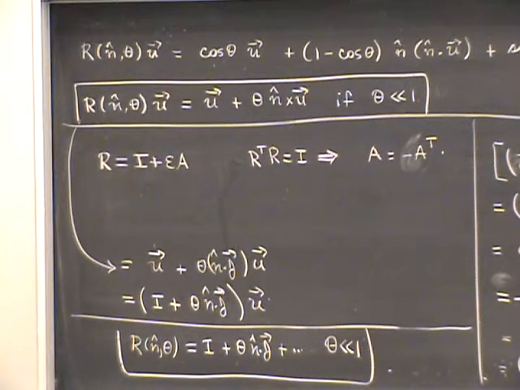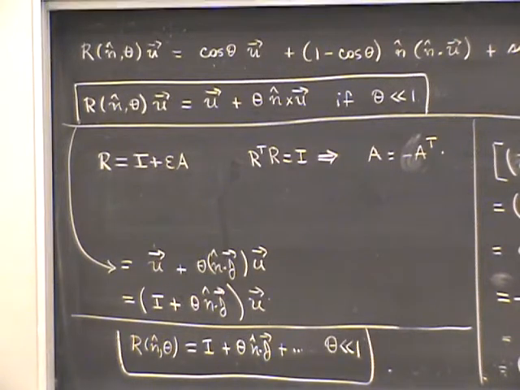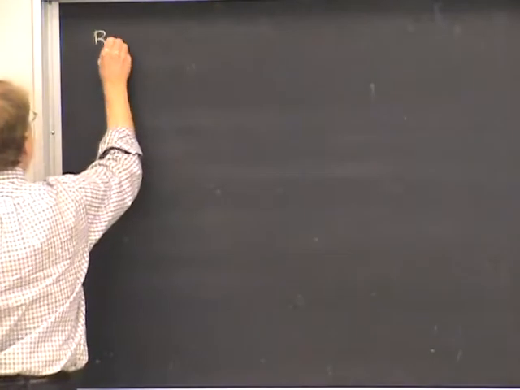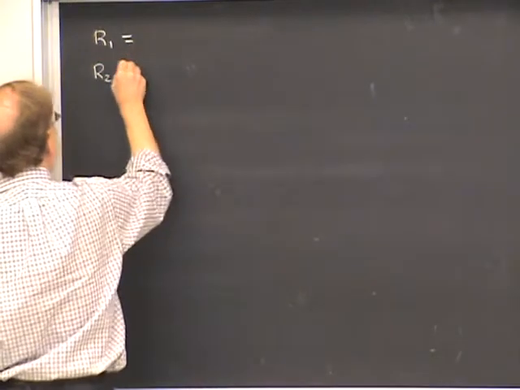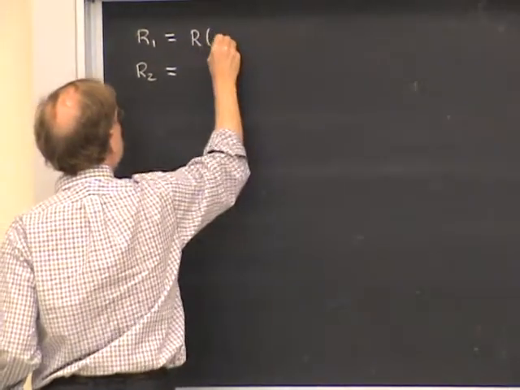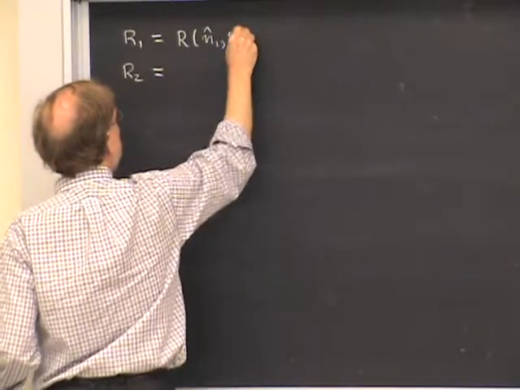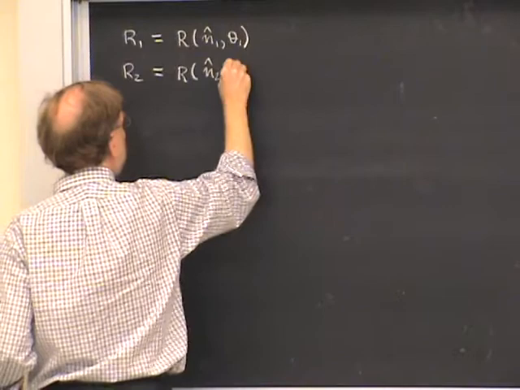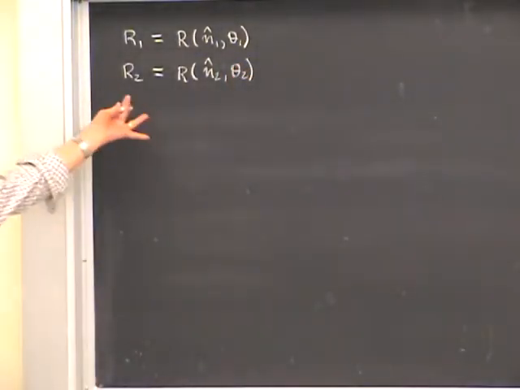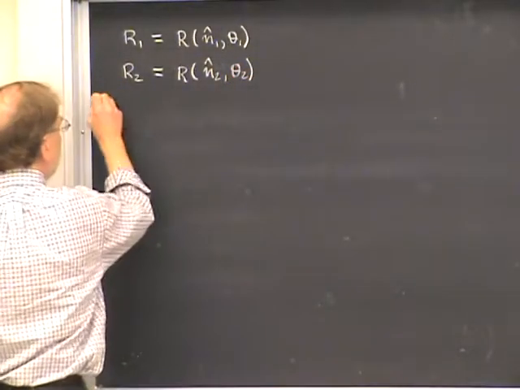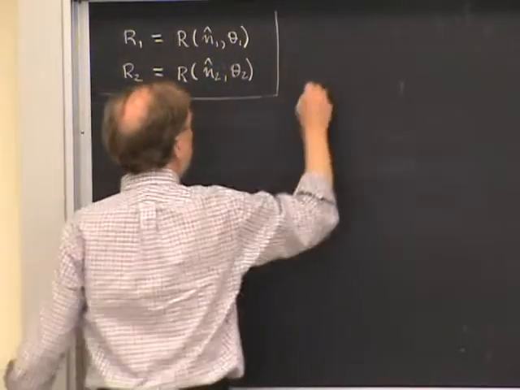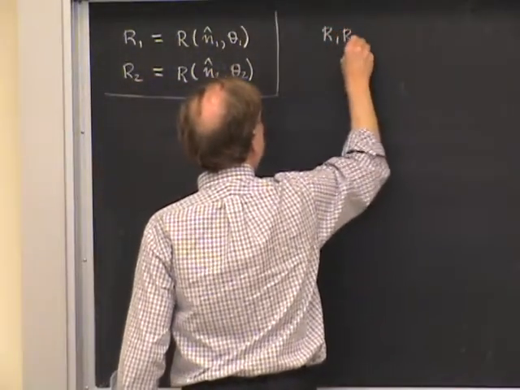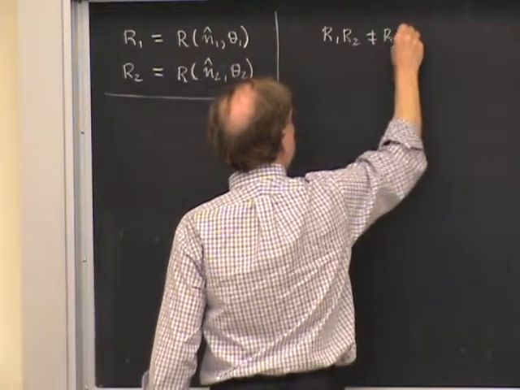Next, let me make some comments about commutativity of the rotation matrices. Let's say we've got two rotation matrices, R1 and R2, which are defined in terms of different axes and different angles. So the first one has an axis n hat 1, theta 1, and the second one has an axis n hat 2, theta 2. This is just two arbitrary rotations now. I just want to make a very simple point, which is that R1 R2 is not equal to R2 R1 in general.